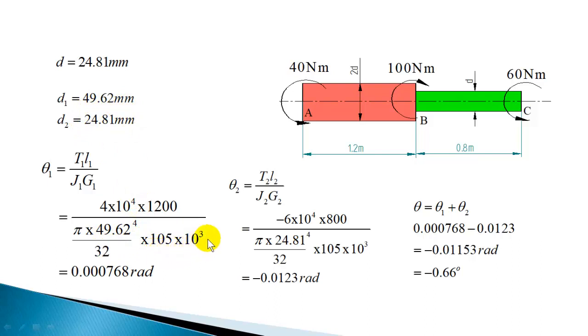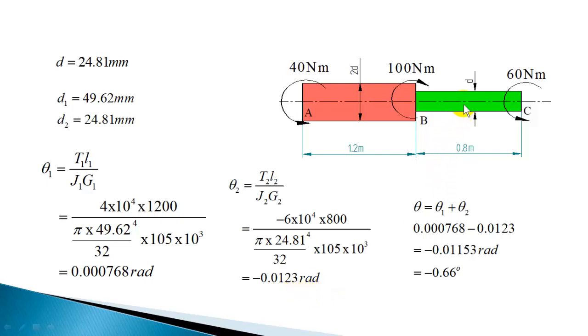So 105 into 10 raised to 3. Substituting that, you will get the angular twist as 0.000768 radians. In the second section, the torque is minus 6 into 10 raised to 4. I am treating this minus to get the sign convention here. The length is 800 and the diameter is 24.81. So the polar moment of inertia is pi by 32 into diameter to the power of 4, and G is 105 into 10 raised to 3. So you'll get minus 0.0123 radian.